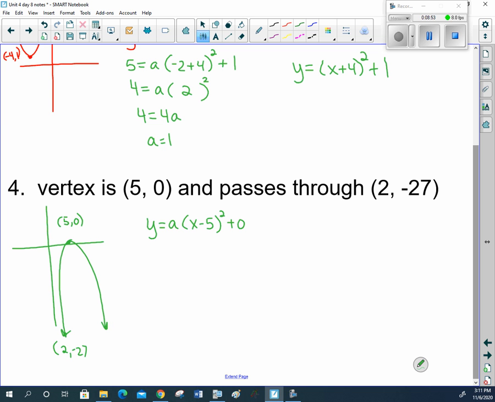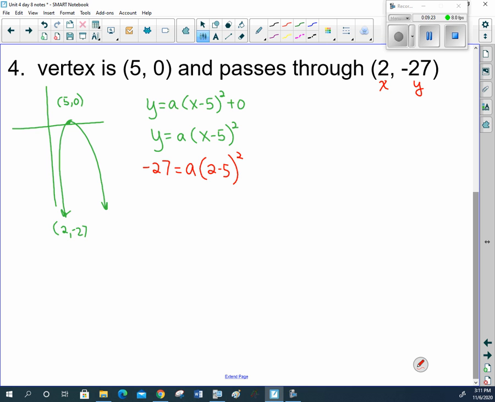Now, do we really need to write the plus 0? No. So let's just say y equals A times x minus 5 quantity squared. Now, let's use that other point, that 2, -27, to help us figure out what our A is. So remember, the 2 is an x value. The -27 is a y value. So we're going to come over here. We're going to go -27 equals A. Put the 2 in for x. Subtract 5 quantity squared.